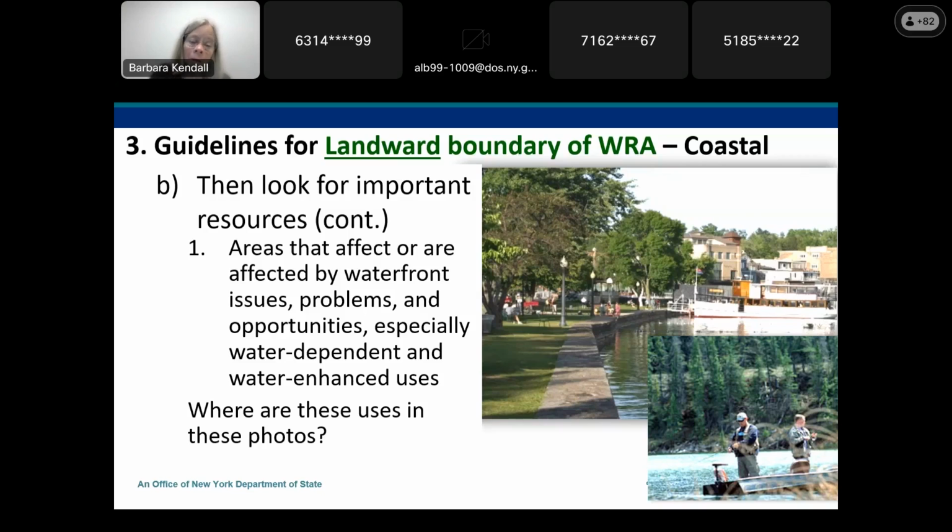But the park, what do you think about that? No, it's not a water dependent use. You don't have to have water to have a park, but it's a water enhanced use. It's much nicer having it right next to the water. So what our program does is we prioritize water dependent uses over water enhanced and other uses. So you can have both, but if there's a water dependent use that is available for that area, that should be prioritized. So when you're thinking about the boundary, these are things to think about.